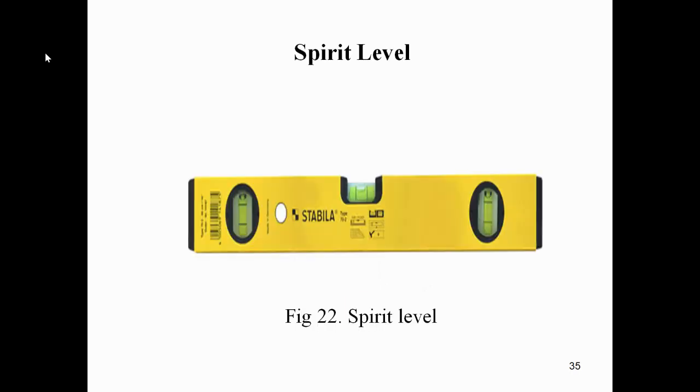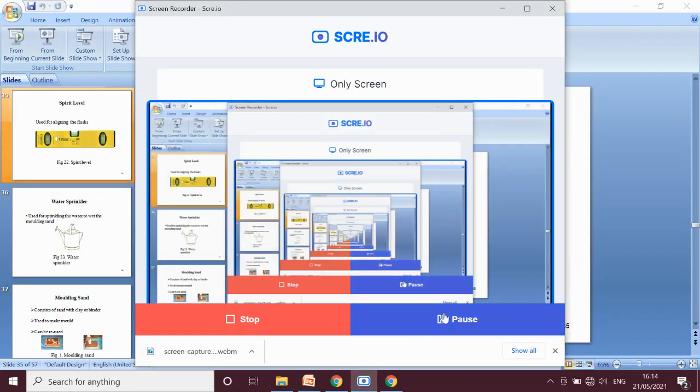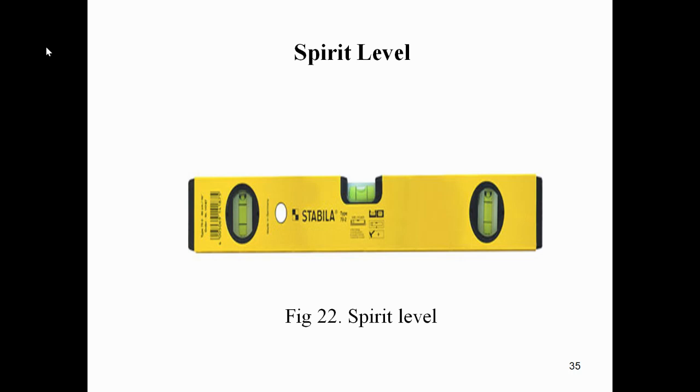So next one is a spirit level. This is a diagram of a spirit level. With the help of this, you can find the leveling of the component. So the next topic is spirit level. It is used for aligning the flasks.